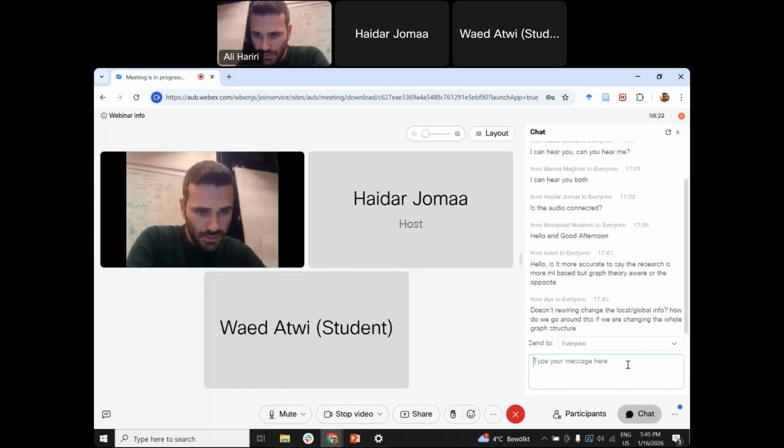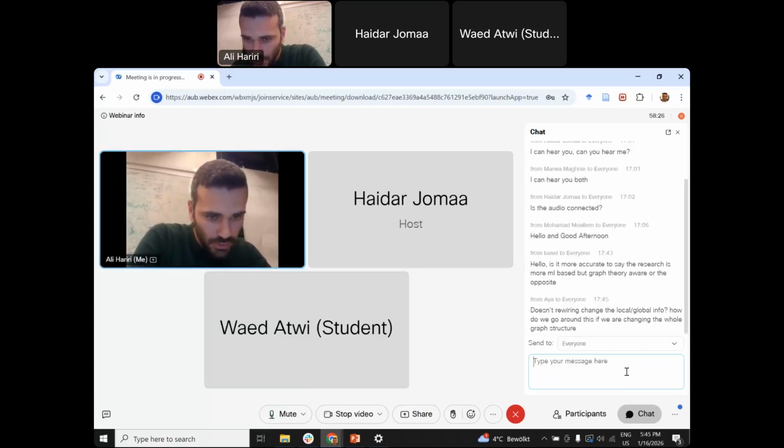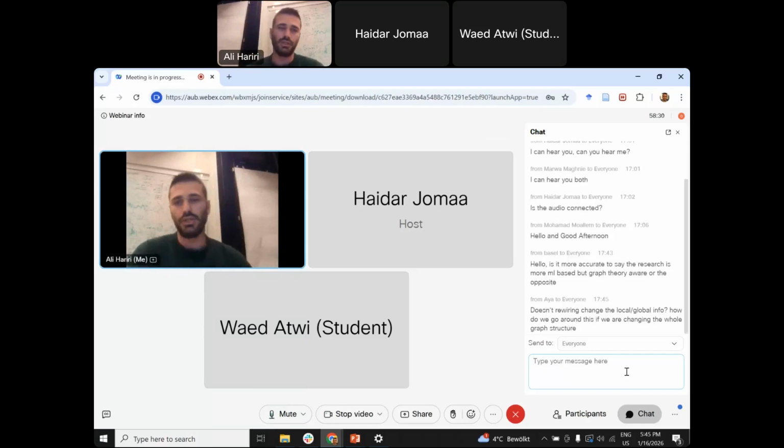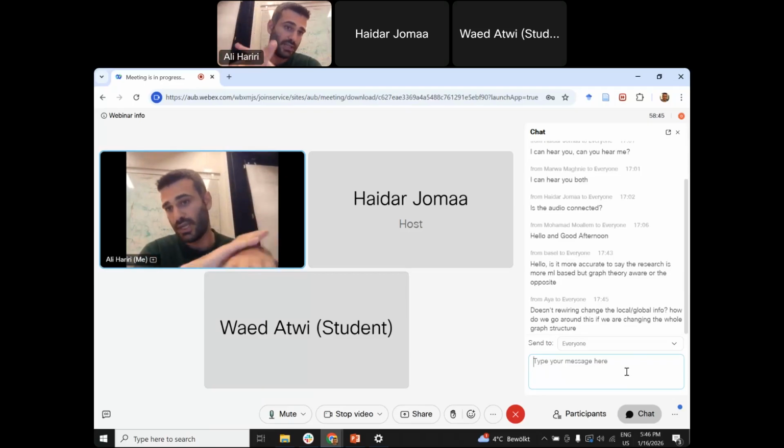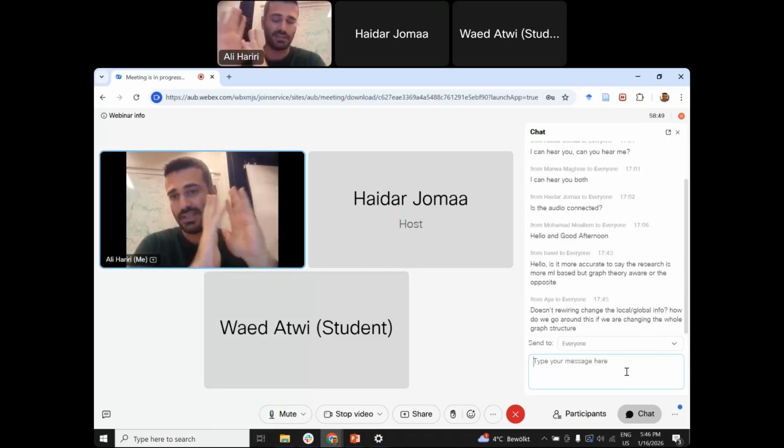Doesn't rewiring change the local and global info? How do we go around this if we are changing the whole graph structure? Rewiring does change the local info. In fact, it depends how you want to aggregate the information. In this case, I didn't change the local information when I did the backbone message passing. I did it on the graph itself, on the existing structure.